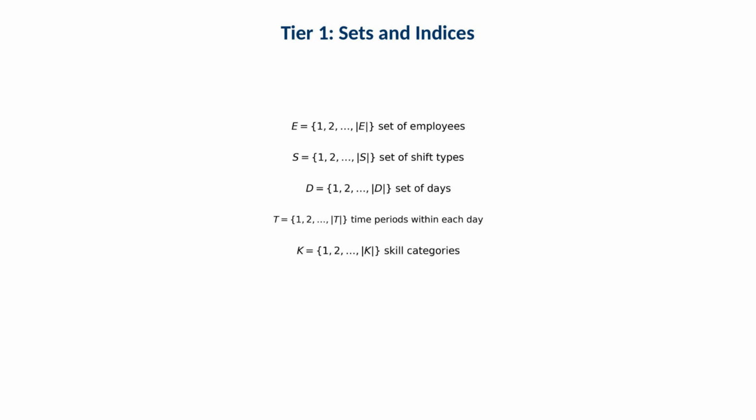This slide defines the bookkeeping of the model, what entities exist, and how we index them. We define the set of employees, the set of shift types, the set of days in the planning horizon, the set of time periods within each day, and the set of skill categories. These sets are the language of the model. Operationally, sets and indices prevent ambiguity.